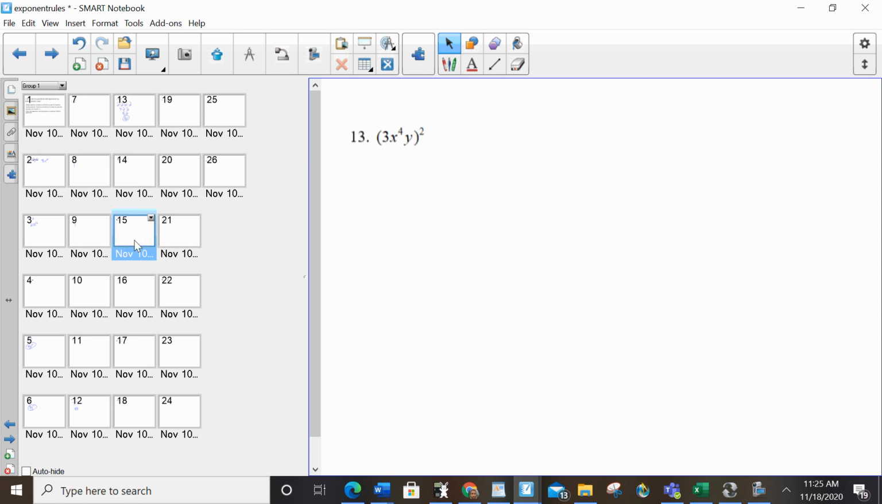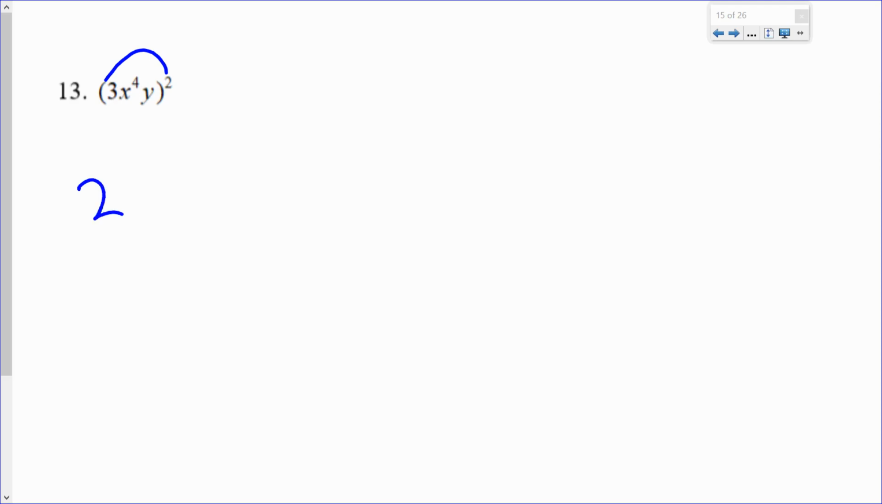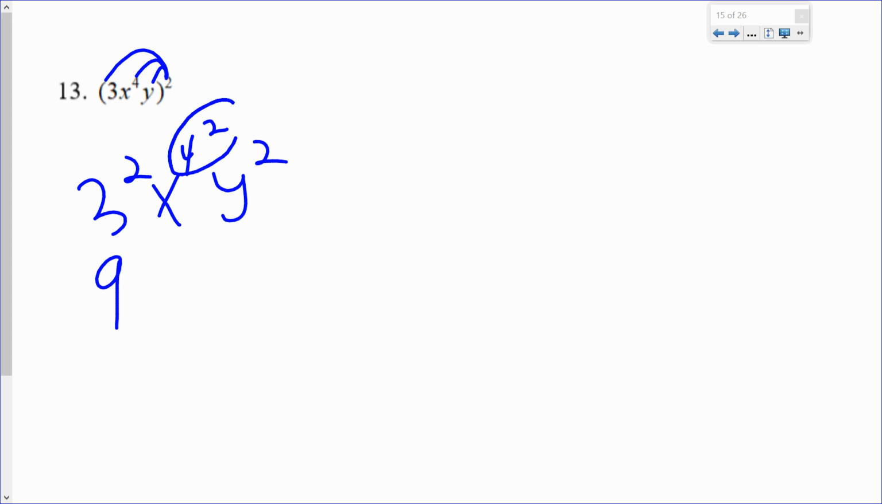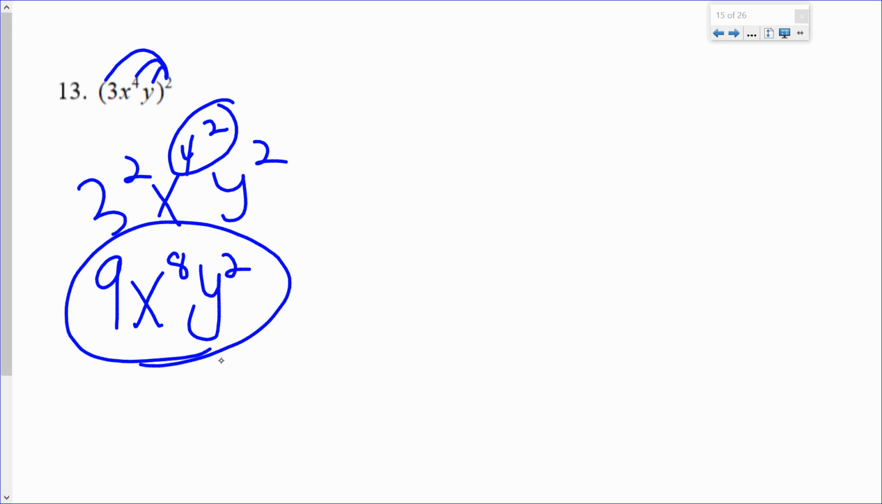So this would be 3 to the second, x to the fourth to the second, y to the second. So 3 to the second we just talked about. That means 3 times itself twice. 3 times 3 is 9. Now what we didn't talk about yet is raising a power to a power. And when you raise a power to a power, you're multiplying the powers. That's x to the 8th. Y squared is just y squared. That's your answer.